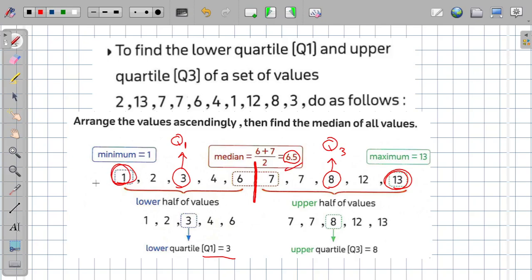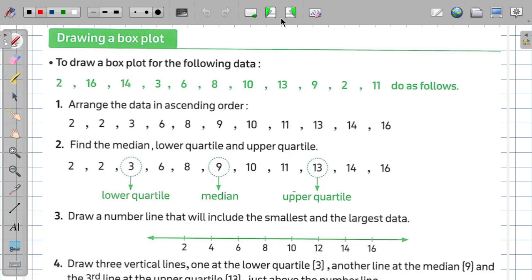So I have 5 numbers. The first one is the minimum value. The second one is the Q1 or the lower quartile. The third number is the median. The fourth one is quartile 3 or upper quartile, and the last one is the maximum value. So I have here 1, 2, 3, 4, 5 numbers. Every set of values has 5 numbers, and we call this the 5 number summary.